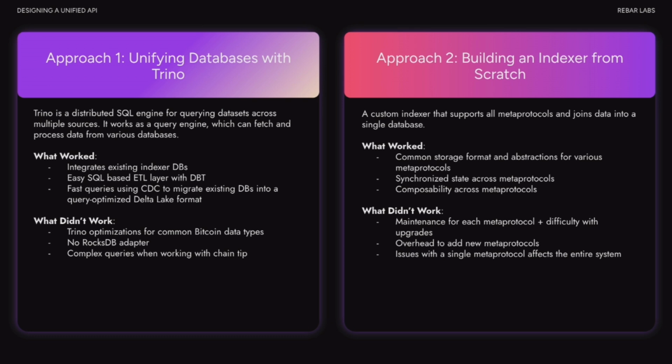And the last part, and the most significant here, is when you're working with the chain tip, it becomes very difficult. Each indexer has its own chain state. Some might take 5 seconds to process a metaprotocol. Some might take 60 seconds. So you wind up having to, on the user side, add additional logic for each metaprotocol you're working with to say, is the indexer up to date? Is everything in sync? And if one has gone down, you have to adjust your query to work with that. So we ended up scrapping this, and next up we just tried building an indexer from scratch.